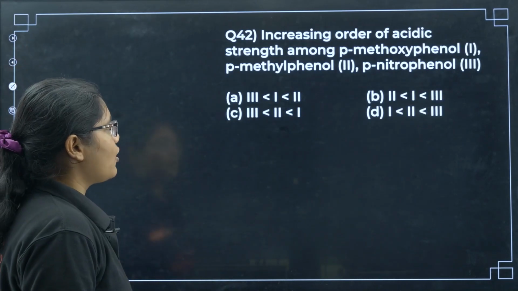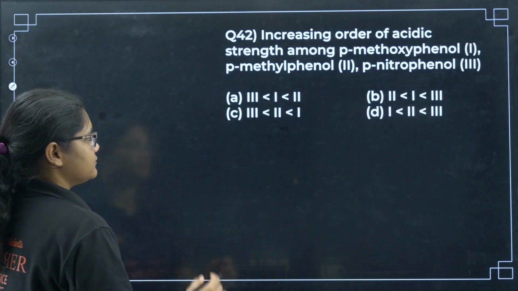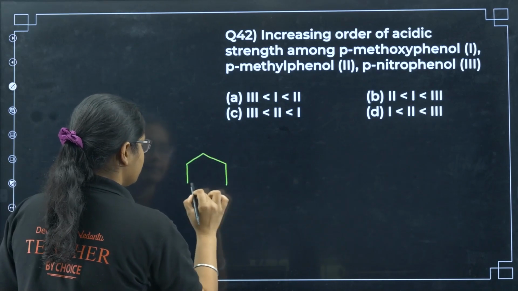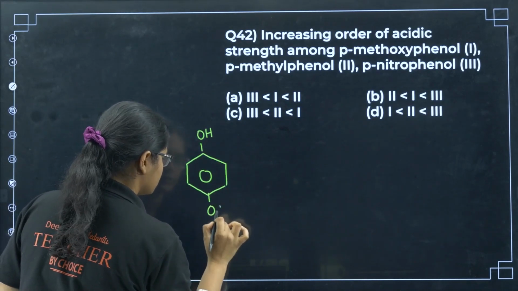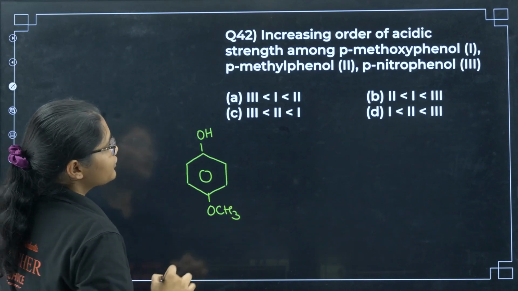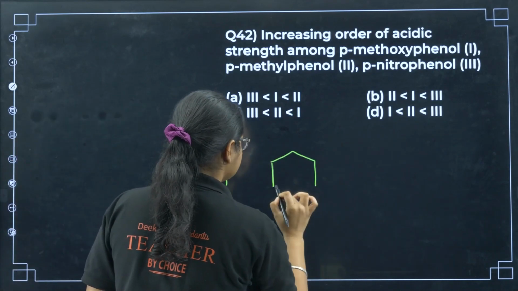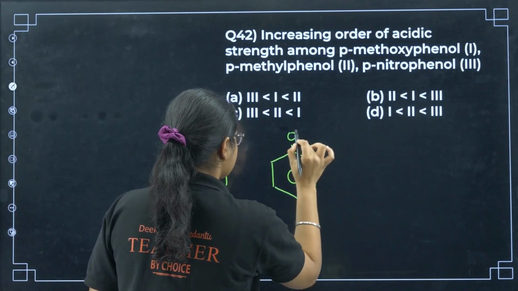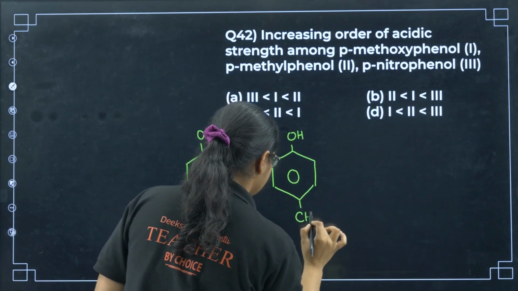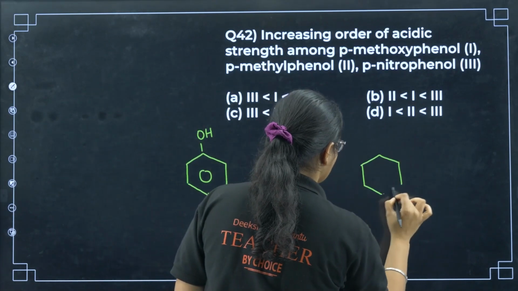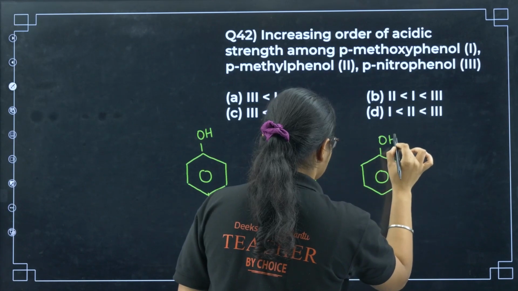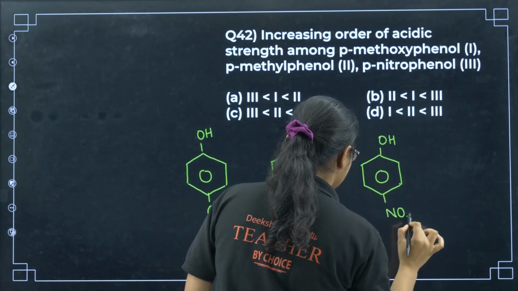Next, increasing order of acidic strength among these. So para-methoxyphenol is there. So I have phenol and I have a para-methoxy group. Okay. Next you have para-methyl phenol, and lastly you have para-nitrophenol. Okay. Next, let's see here.